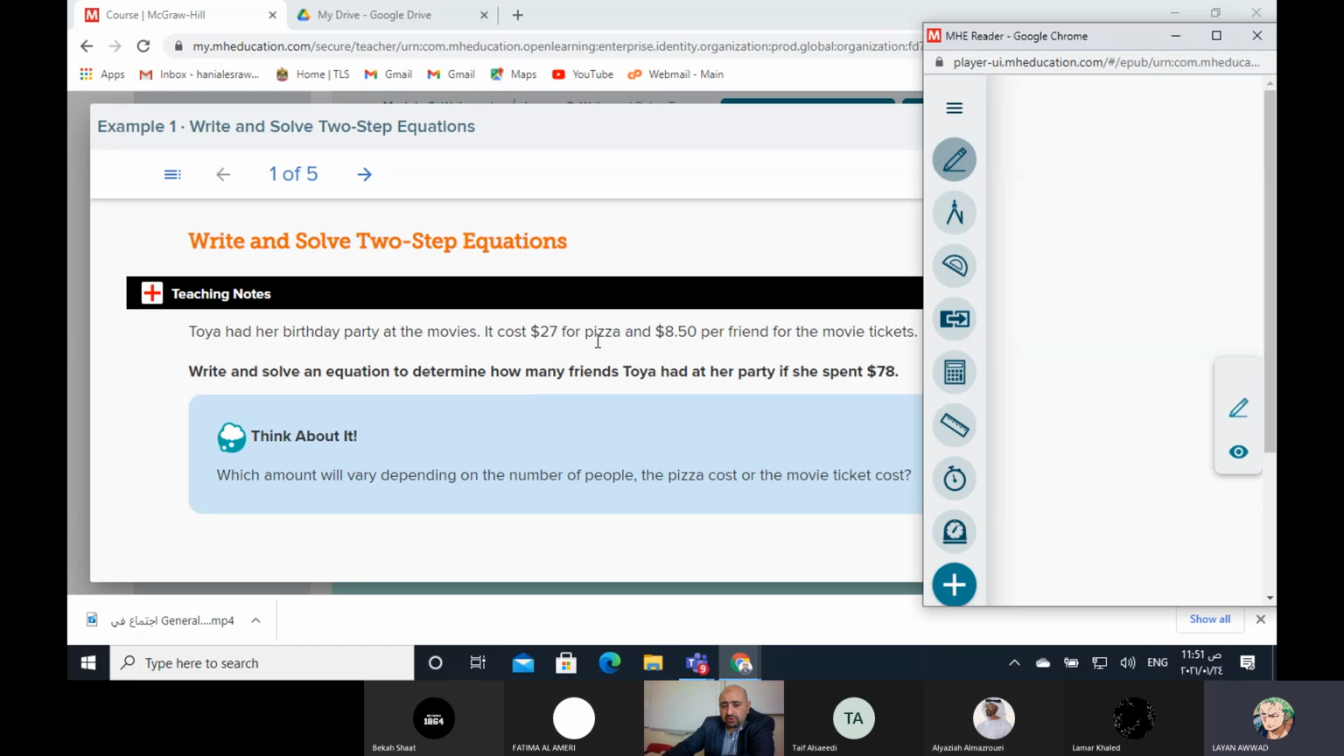It costs 27 for pizza and 8.50 for each ticket. So will we add here 27 plus 8.50? But where is the problem here? For one friend, the cost of the ticket will be 8.50, but I don't know the number of friends. So I want to solve how many friends Toya had at her party. Do you know now the idea?